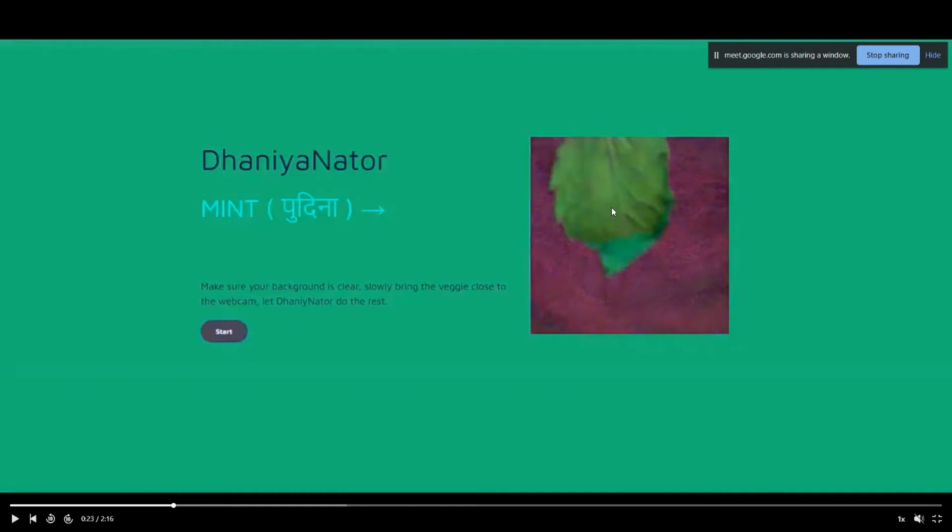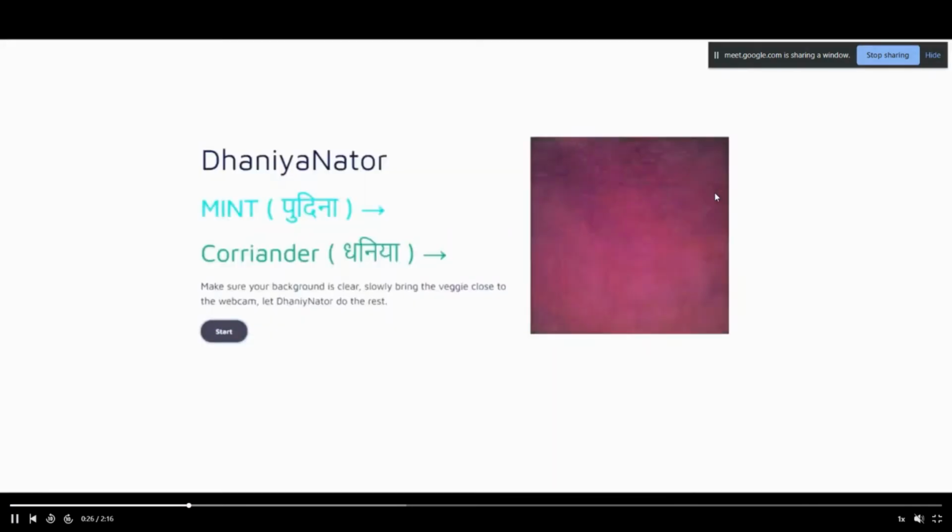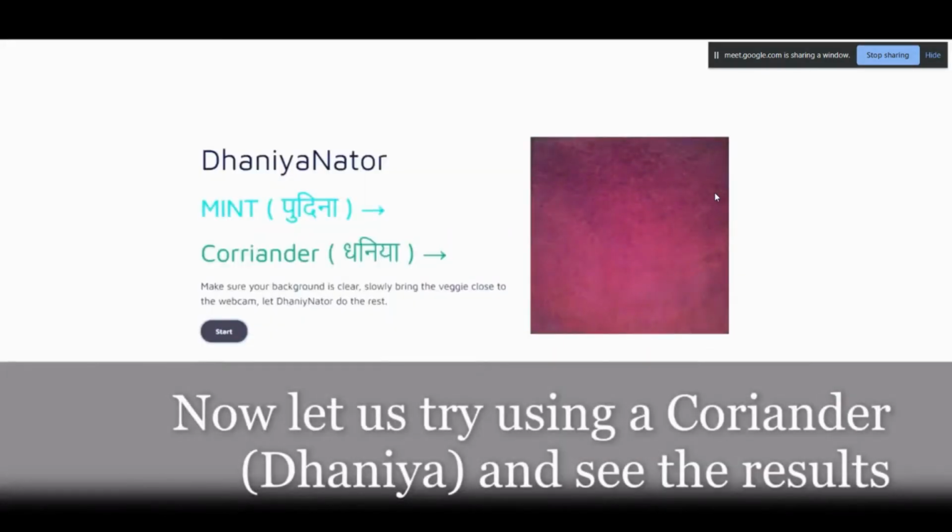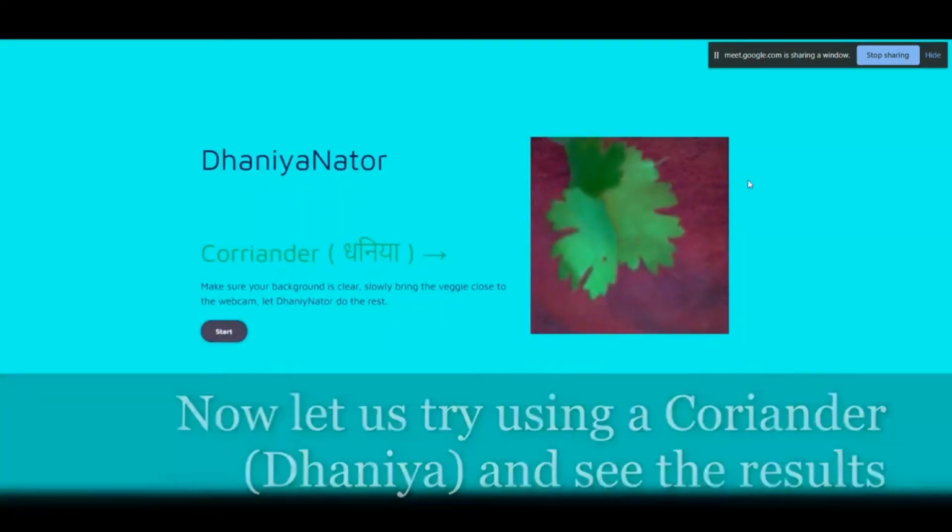So how did I teach that program? Well, I took thousands and thousands of photographs of mint, which is the pudina leaf, and then I taught my computer that, hey, the images you are seeing, this is mint. And in the same way, I taught my computer to understand what coriander is. So this is a form of machine learning where I teach something to my computer using different data sets.